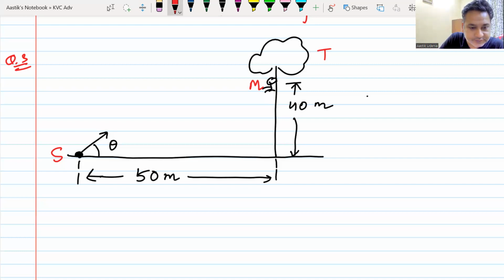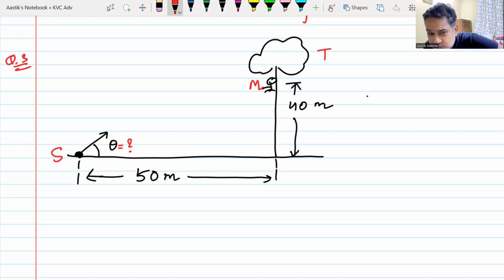Yes, my dear friends. At what angle should I shoot so that my bullet hits the monkey? Yes. No one with an answer.